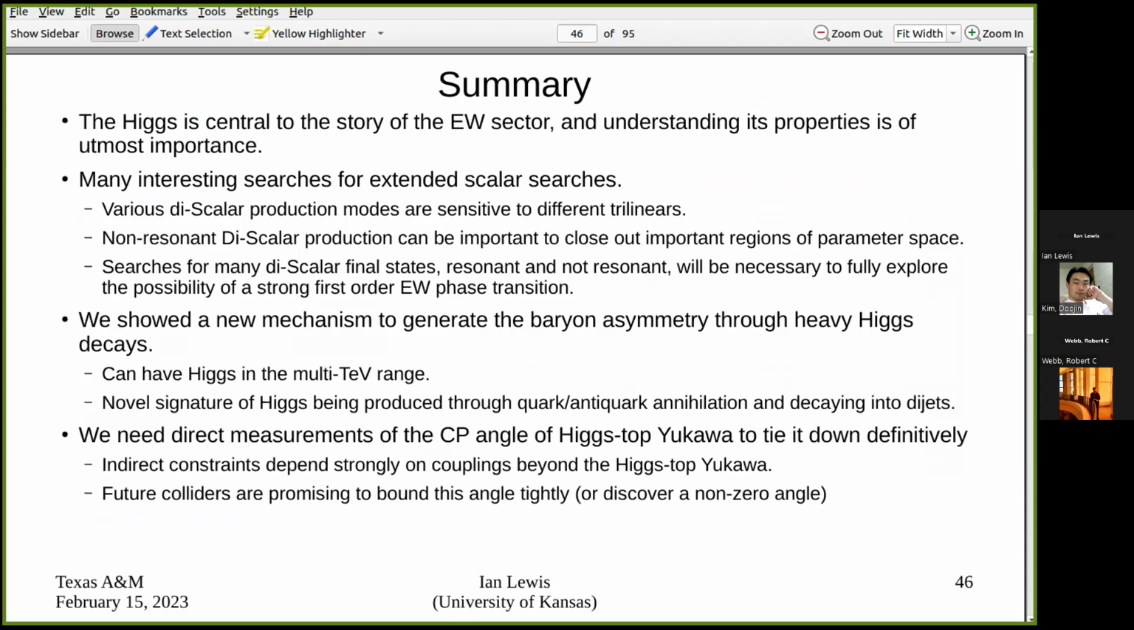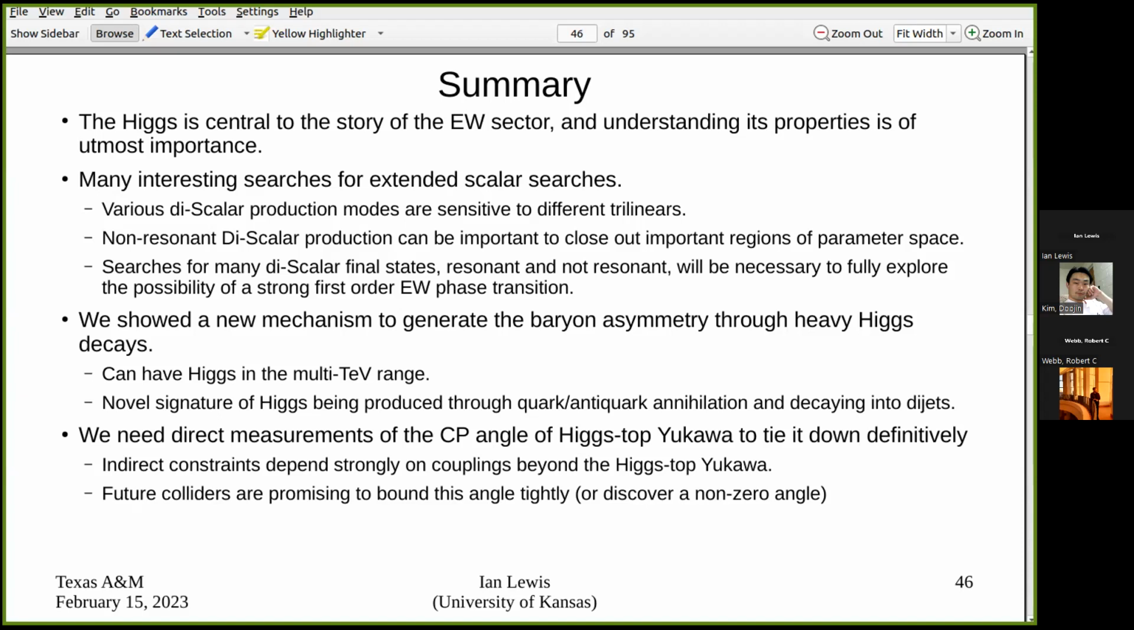And searches for many di-scalar states, resonant and non-resonant, will be needed to fully explore all the possibilities of the electroweak phase transition, electroweak baryogenesis. We can't just look at one region of parameter space. Almost all these masses will work. And then we showed a new mechanism to generate the baryon asymmetry through heavy Higgs decays.